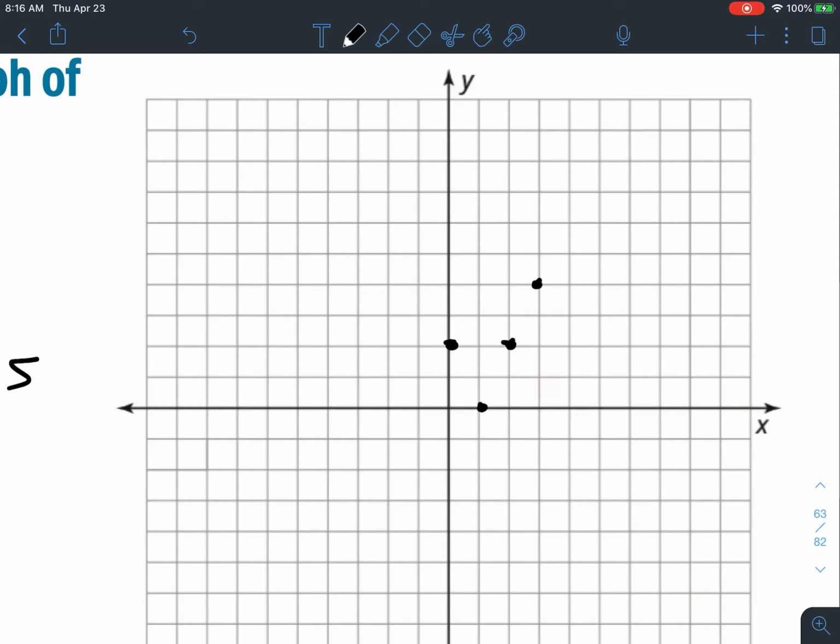X is 4, Y is 6. So we're going up 2 each time. So up 2 over 1, up 2 over 1, and so on, up 2 over 1.